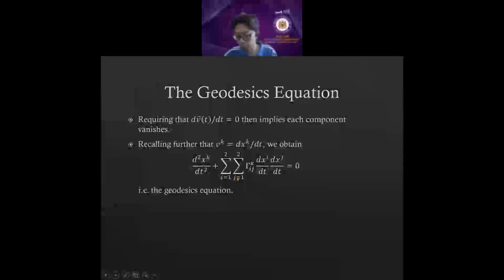So that was actually one of the origins that led Einstein to consider curved spacetime, in order to incorporate gravity, to include gravity in the study of relativity.